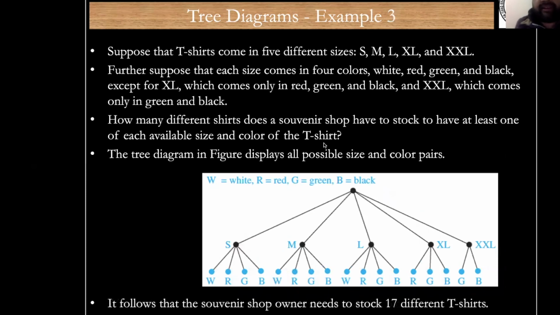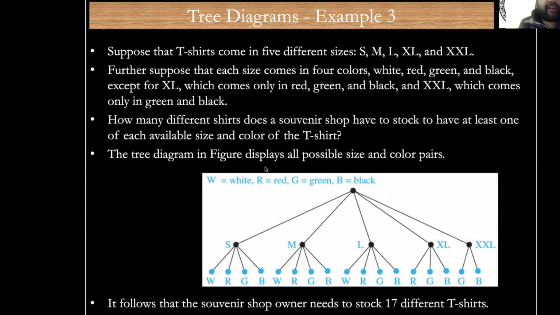Let's talk about another example. Suppose that t-shirts come in 5 different sizes: small, medium, large, extra large, and extra extra large. Further, suppose that each size comes in 4 colors: white, red, green, and black. So for each size you've got this, except for extra large, which comes only in red, green, and black, and extra extra large, which comes only in green and black. How many different shirts does a souvenir shop have to stock to have at least one of each available size and color of the t-shirt?